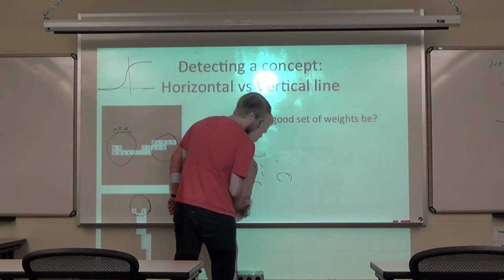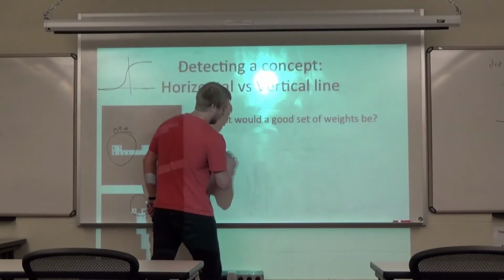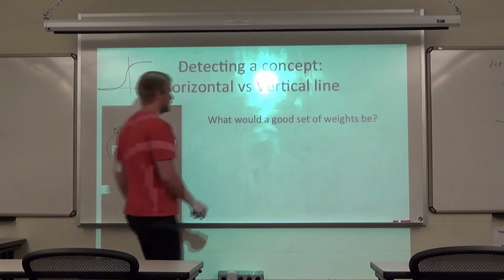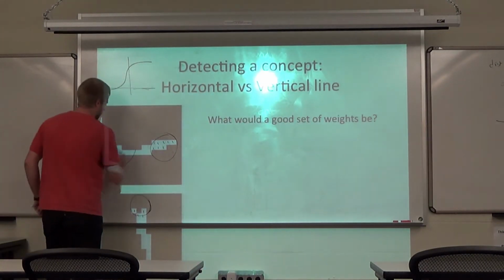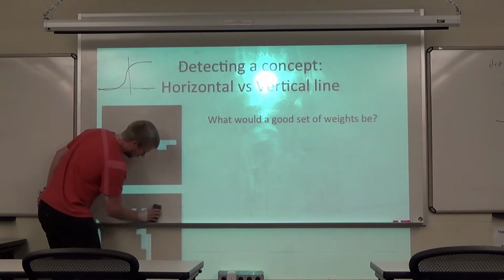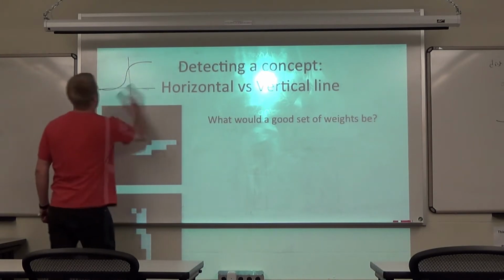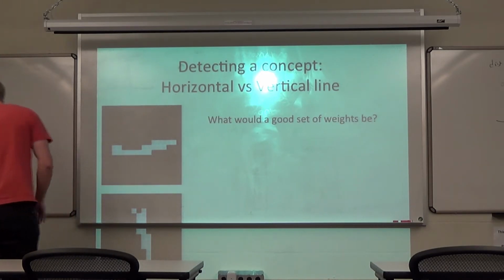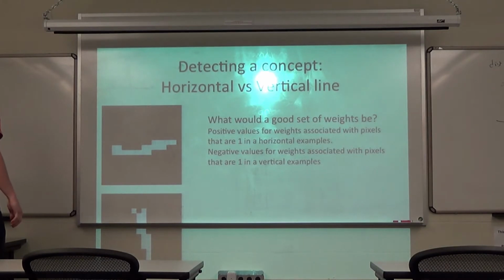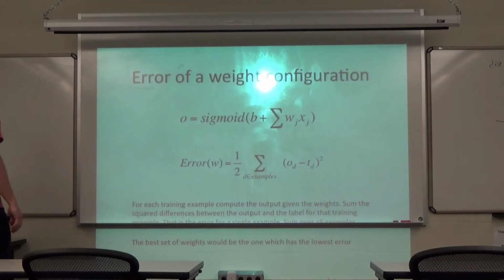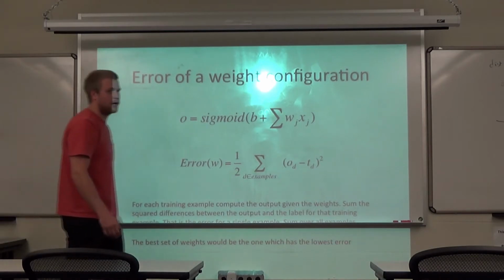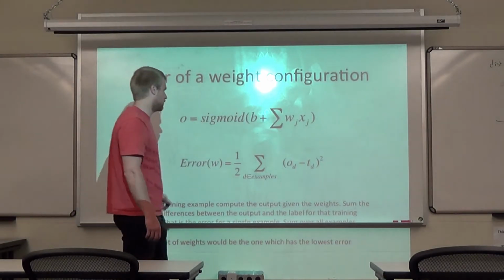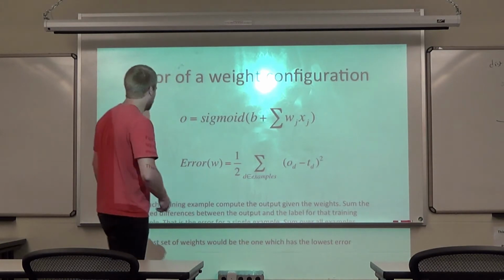Okay, so that's an example of how a hidden unit can detect a concept from the input. Okay, so now how do we do that? Obviously we could hand code that for that example, but we're not going to be able to do that with more complex concepts.